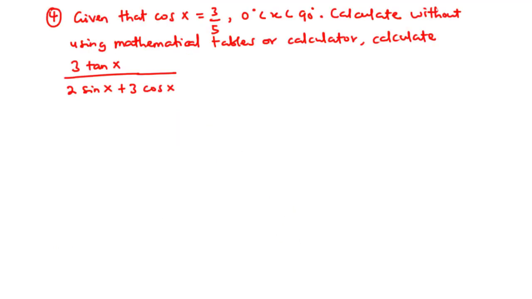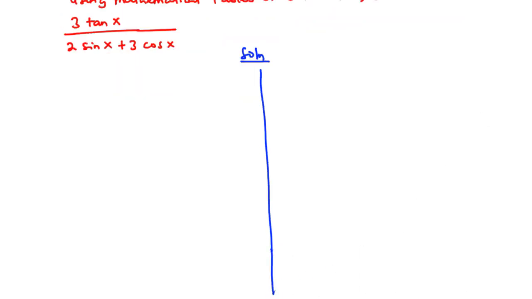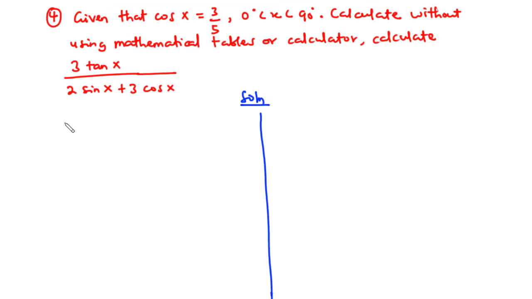So for example 4, given that cos x is 3 over 5, where 0 degrees is less than x is less than 90 degrees, calculate without using mathematical tables or calculator: 3 tan x divided by 2 sine x plus 3 cos x. So we are given cos x to be 3 over 5.